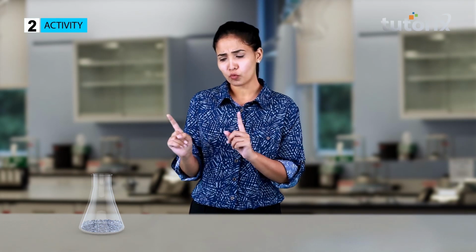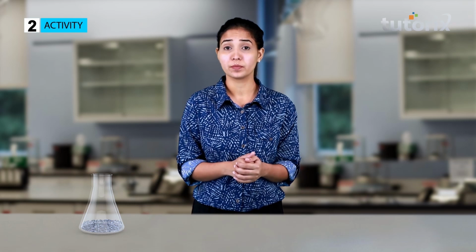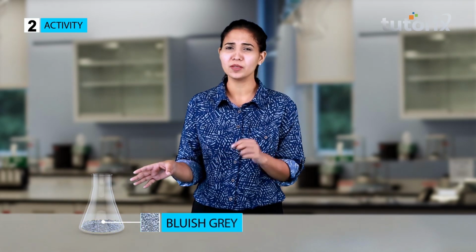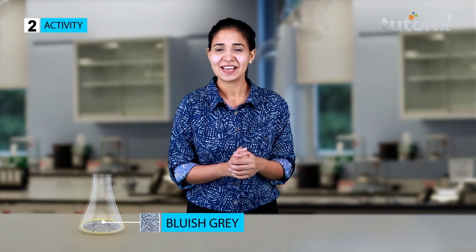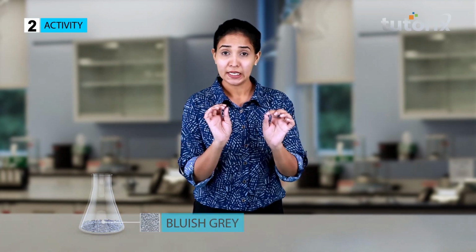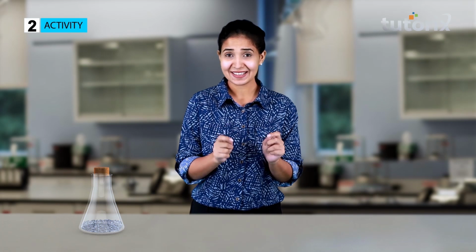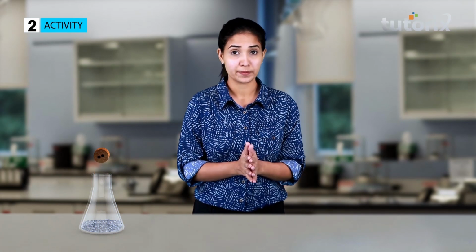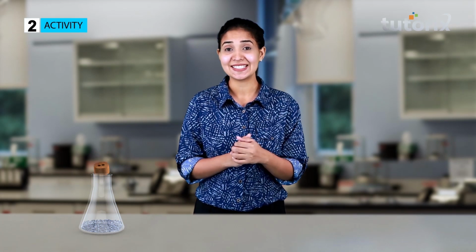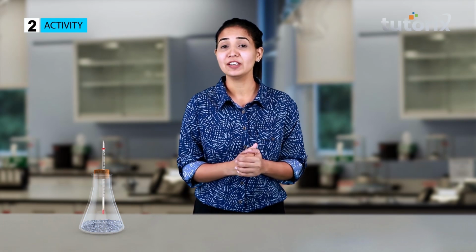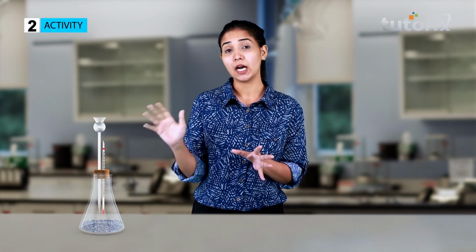Now if I ask you what is the color of these zinc granules, you will say that they appear to be bluish gray in color. Correct? So we have seen that. Now just put the cork on the mouth of the conical flask, and as you can see, there are 2 holes in that. Now what you have to do next is put thermometer in the one hole and the thistle funnel in the other hole.